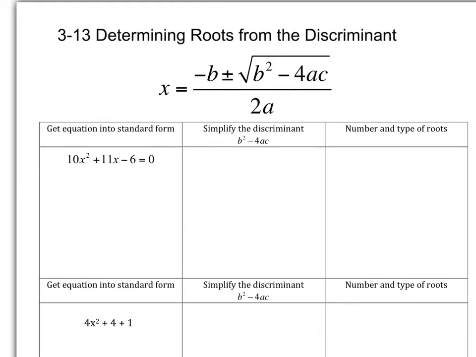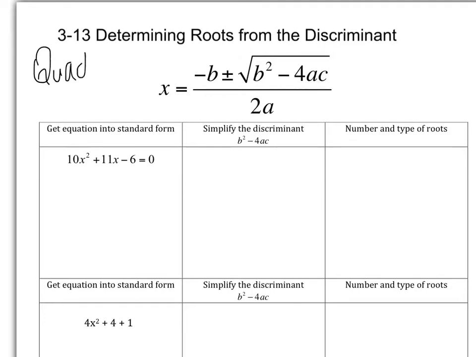Today we'll be working on lesson 313, determining roots from the discriminant. And what is the discriminant? Before we discuss that, let's discuss this whole equation. Do you remember seeing this in Algebra 1? This is called the quadratic formula.